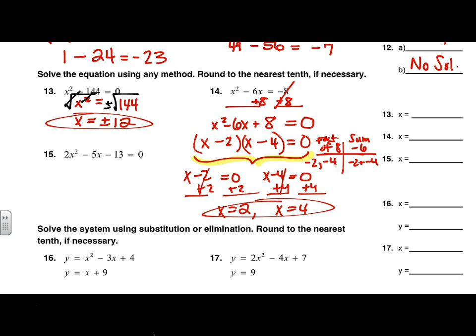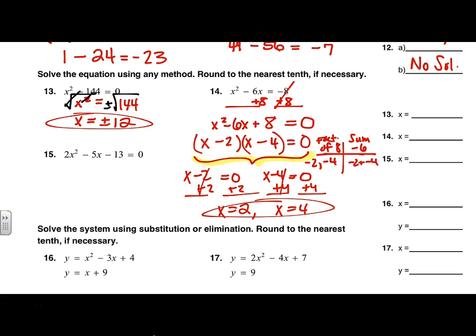Now we are going to work on factoring in our review. That's not until chapter 7. Our review for chapter 7, number 15. To be honest, those numbers are gross. So since those numbers are gross, I think the best way for us to go is the quadratic formula.